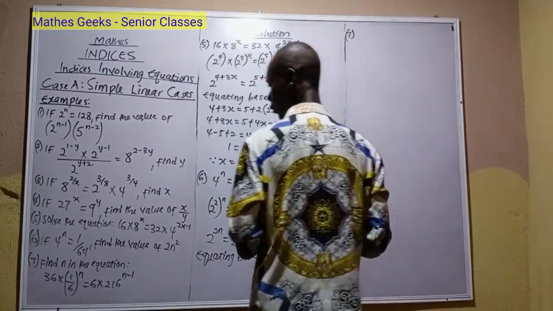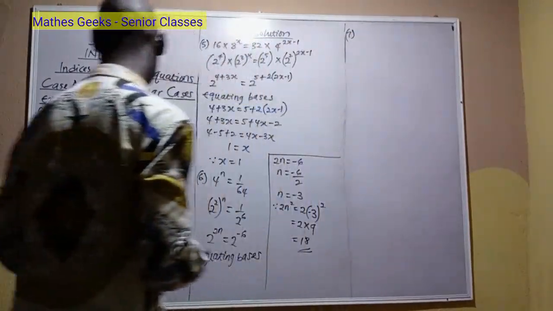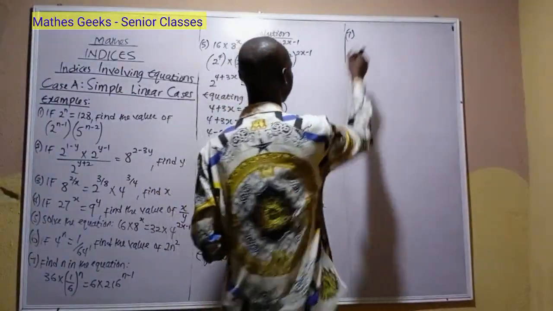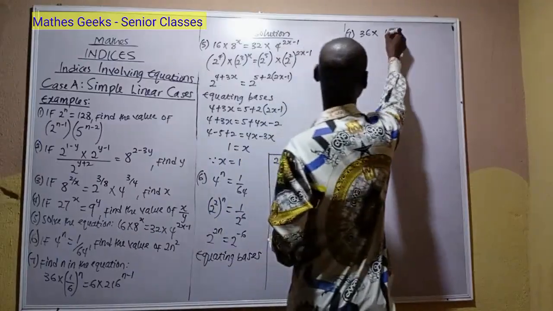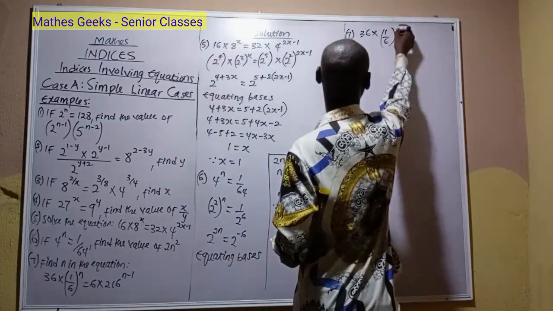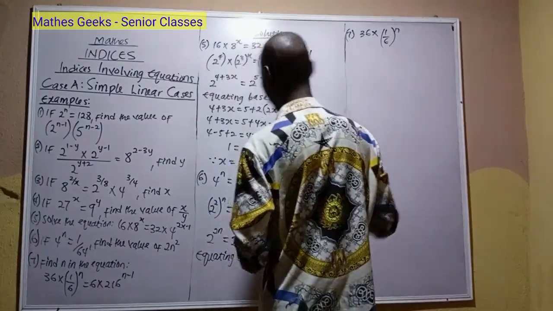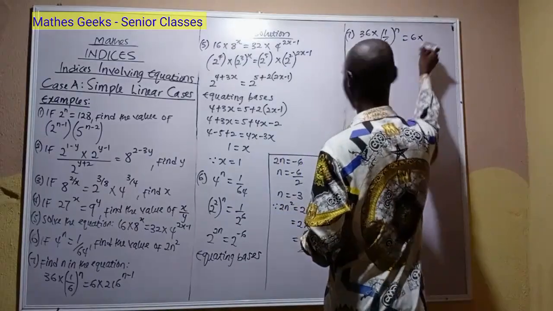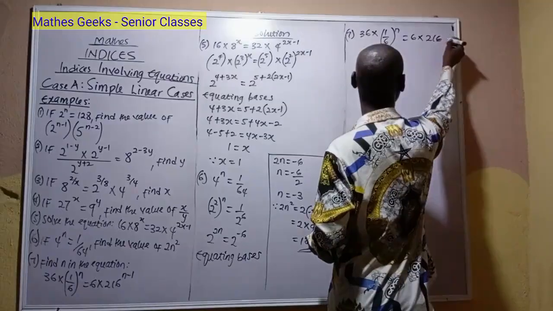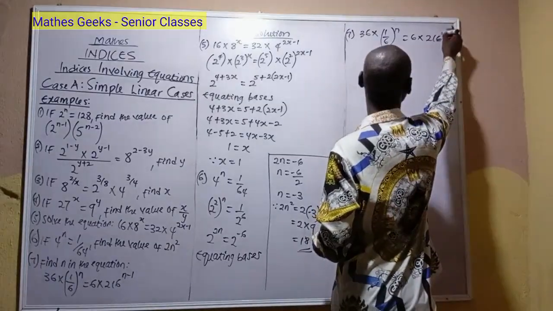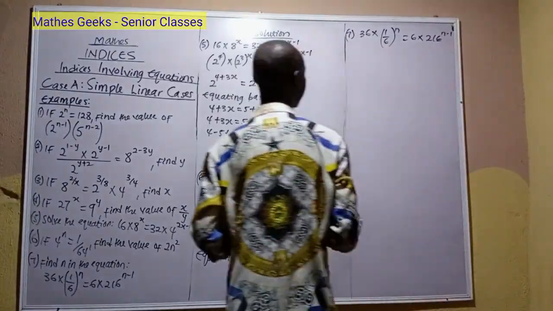Number 7. Find n in the equation 36 times 6 raised to the power n equals 6 times 216 raised to n minus 1.